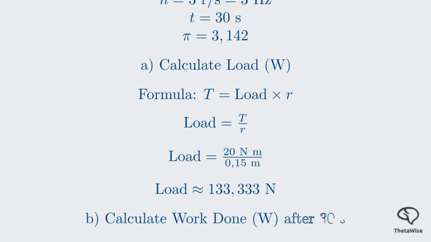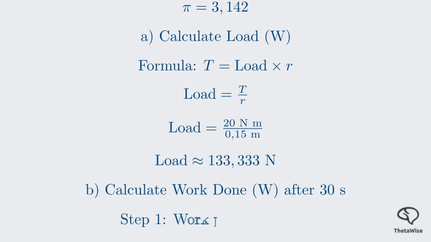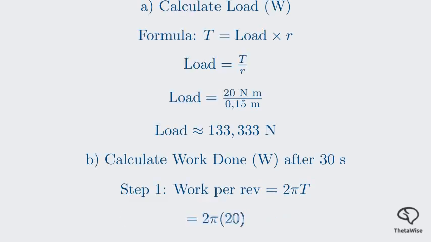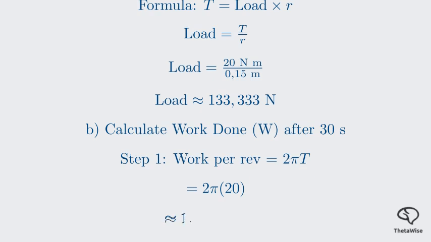Now for part B, the total work done after 30 seconds. The solution breaks this into steps. Step 1 is to find the work per revolution. We use the formula W per rev equals 2 pi T. That's 2 times 3.142 times the torque, 20. This gives us approximately 125.68 joules per revolution.